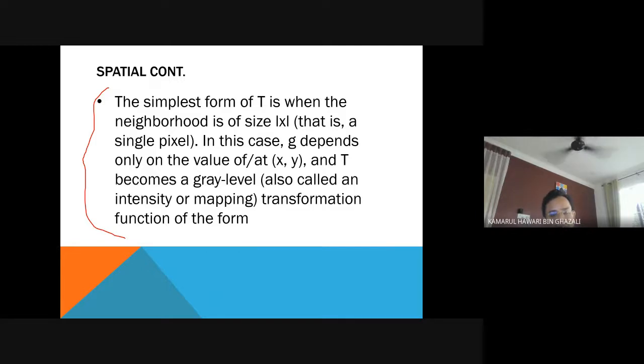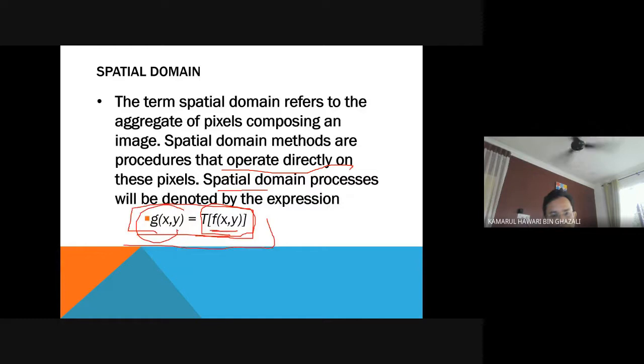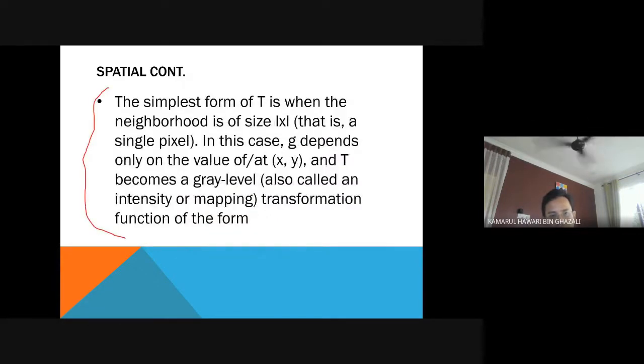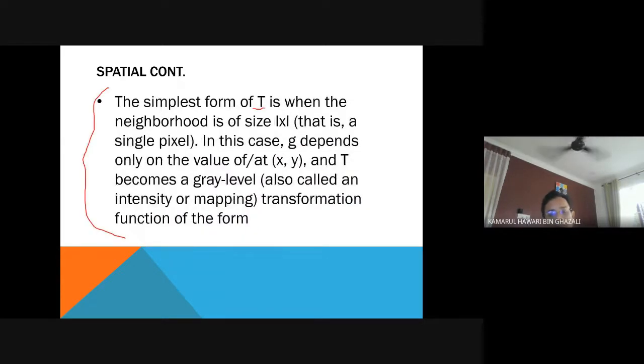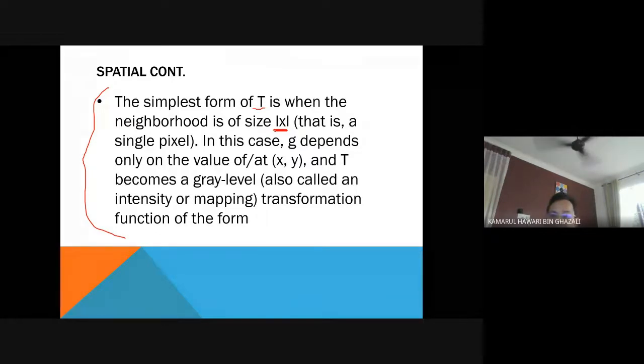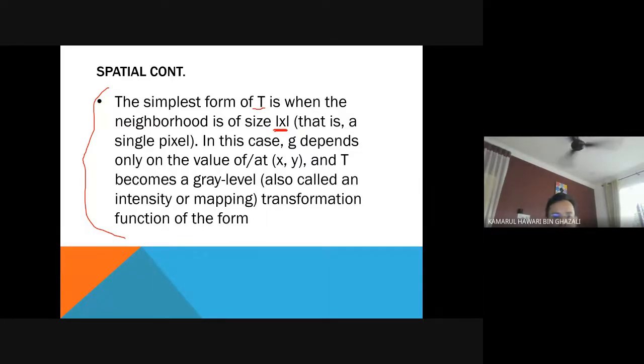The simplest form of T, I will try to explain it. Now this is explaining about T in T, because this T is the analysis too, image processing. We want to analyze f by T. The simplest form of T is when the neighborhood is of size 1x1, that is a single pixel. In this case, g depends only on the value of f at (x,y), and T becomes a gray level transformation.